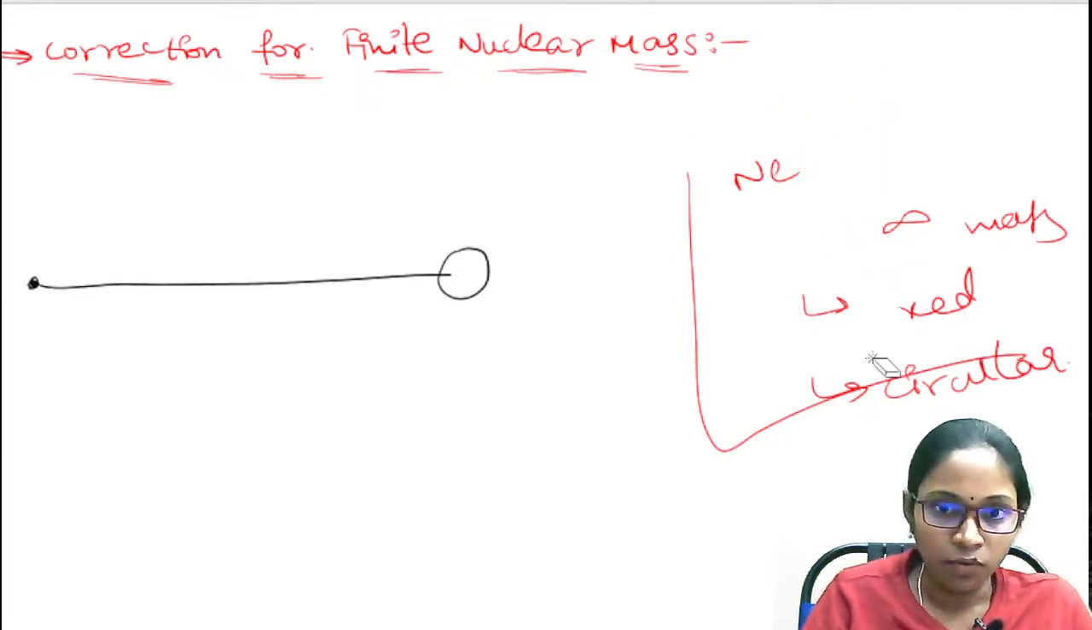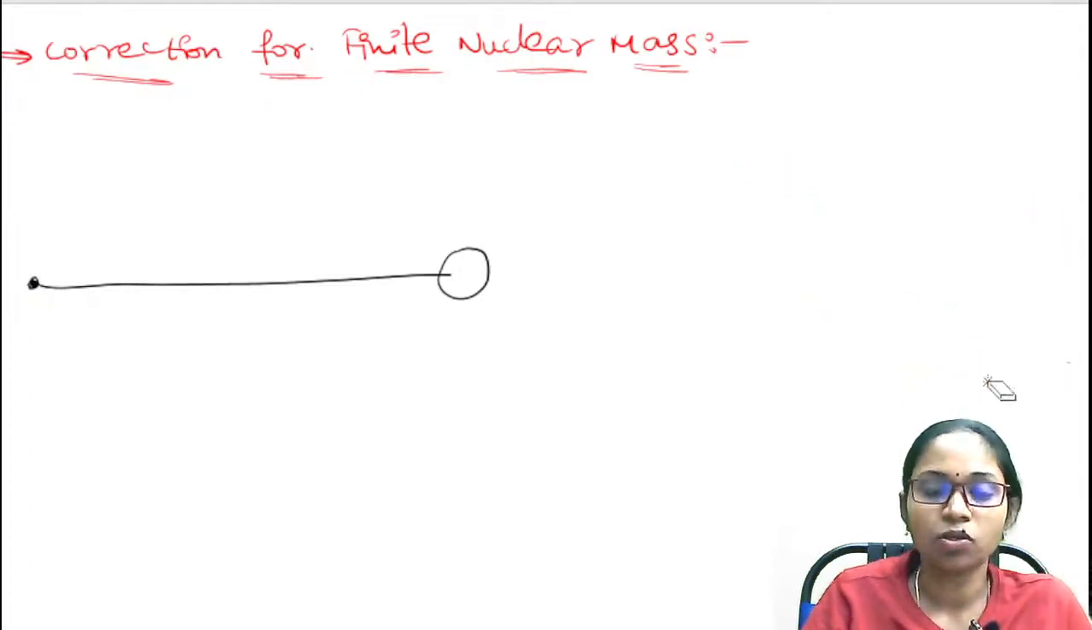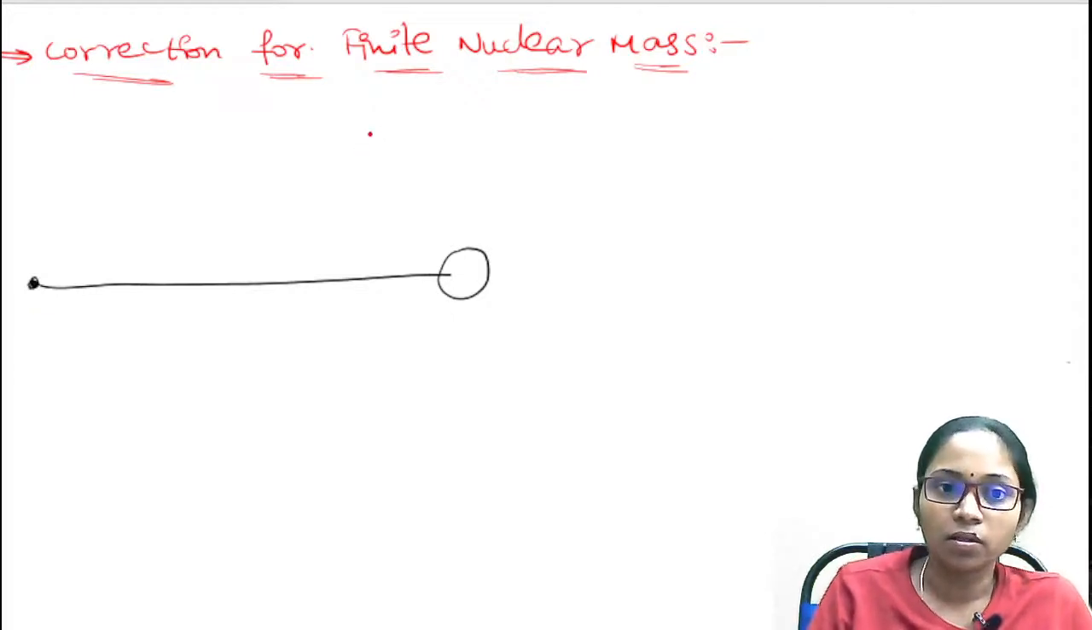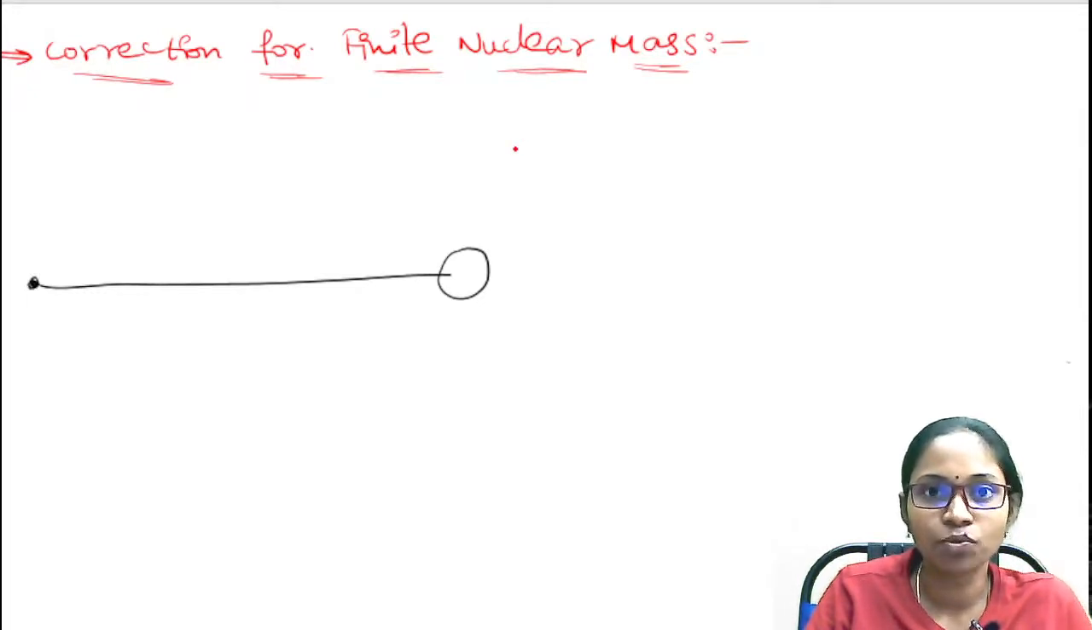Okay, but we have to make a correction for the Bohr's atomic model by considering that this nucleus is of finite mass and it is also moving. It is not fixed, it is not at rest. It is not fixed in space, it is also moving.